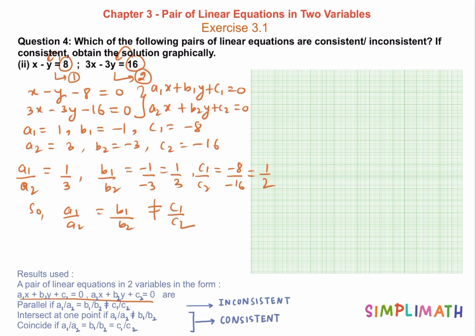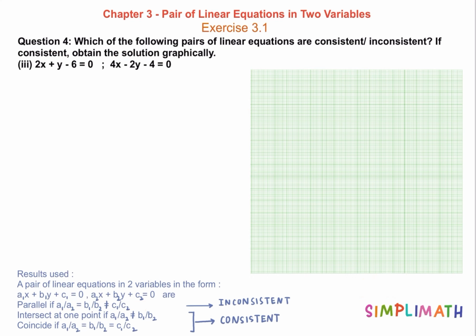And when does this happen? When the pair of linear equations are parallel, and parallel means they are inconsistent. So there is no solution. So we don't have to proceed to find the solution graphically because there is no solution.